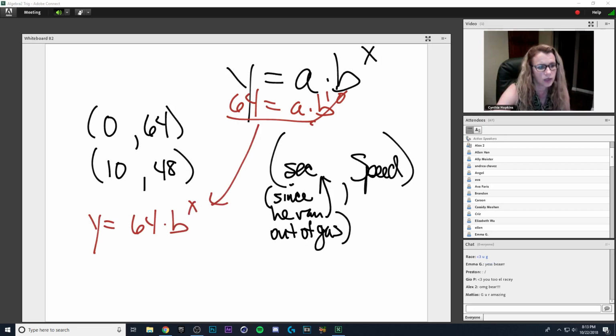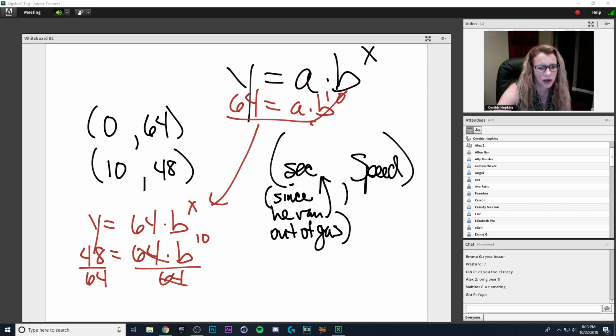And I'm going to plug in my second point. Y is 48, so 48 equals 64 times b raised to the 10th power. You have to divide by 64. Okay, so I have b to the 10th equals... I don't want to make mistakes. I'm so tired, you guys. I just finished another GVL right before you guys. So I'm going to let my calculator simplify this for me. Okay, so I get 3/4 or 0.75. And next I'm going to take the 10th root to get my b.